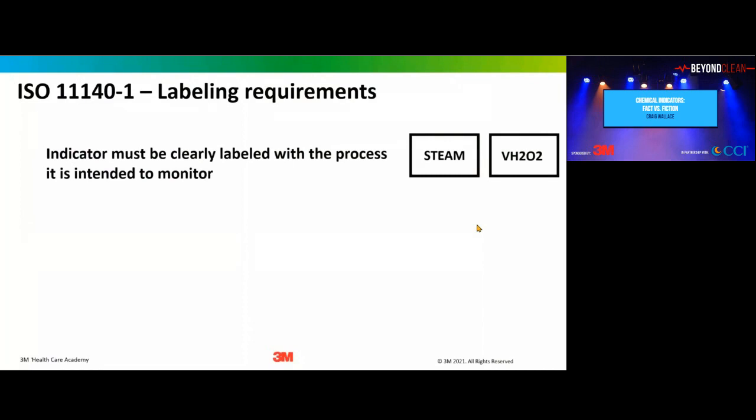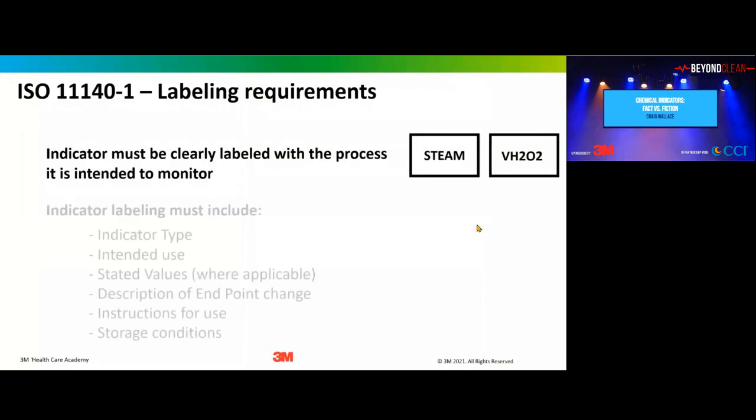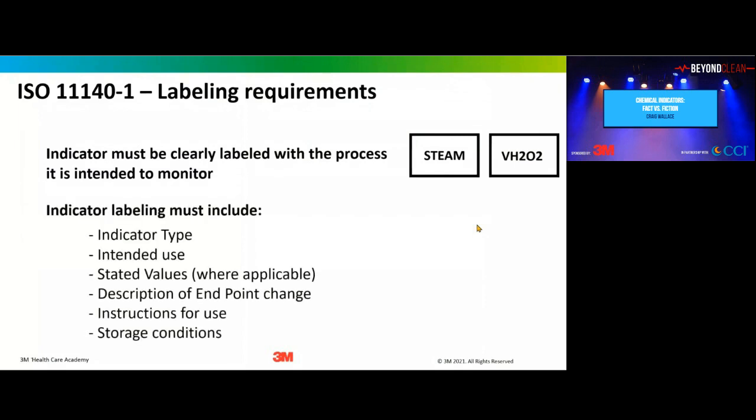And then the standard requires a lot of other information. So the indicator type, so is it a type 4, a 5, a 6? The intended use, is it steam or vaporized hydrogen peroxide? Stated values, so obviously we just learned if it's a type 4 or a type 6, it's going to have stated values on it, so the manufacturer needs to tell you what that is. Description of the endpoint change, is it a moving front and it has to cross a line, or is it a certain shade of gray or blue that is the endpoint? Instructions for use and storage conditions. So a lot of information for the manufacturer to be compliant with the standard that needs to be provided to you.